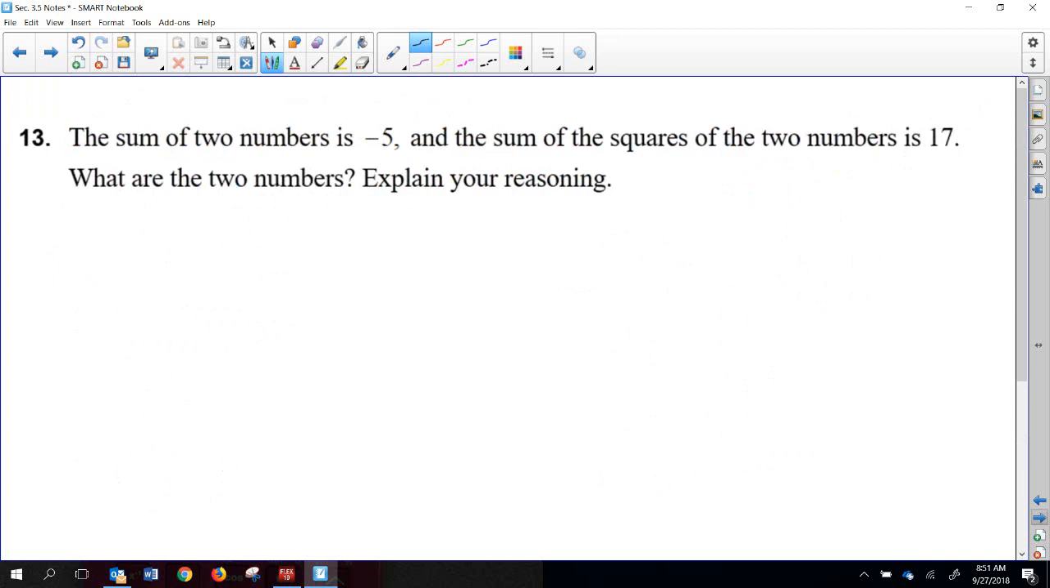All right. So on this one, the sum of two numbers is -5, and the sum of the squares of the two numbers is 17. What are the two numbers? Okay, how many numbers do we have? Two numbers, right? So we're going to have names for those two numbers. So I'm going to say x is the first number. And I'm going to say y is my second number.